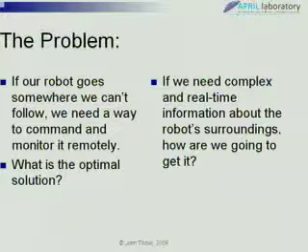One of the problems we've had in our lab is that if the robot goes somewhere we can't follow, we need a way to command and monitor it remotely. We need a complex and real-time system that gives us information about the robot's surroundings. How are we going to get it?